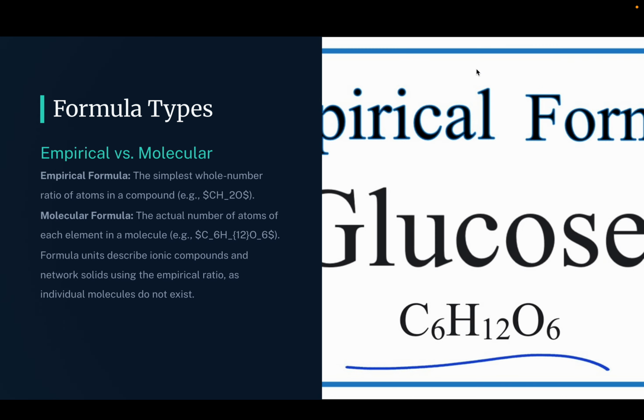Okay, empirical versus molecular. The empirical formula is going to be the simplest formula you'll get. C6H12O6 is the molecular formula of glucose. It's the actual number of atoms in that molecule. The empirical will just be, you figure out the greatest common factor. All of these have a factor of 6 that you can pull out, so it becomes C2O. That would be the empirical.